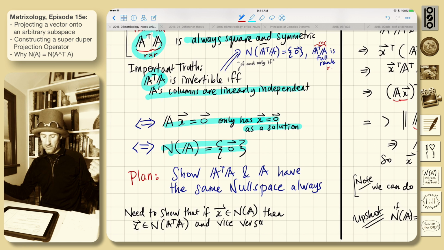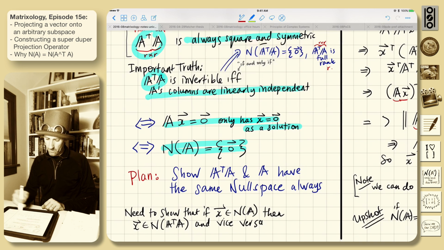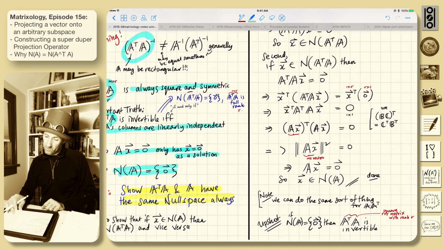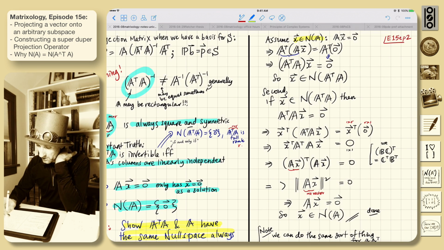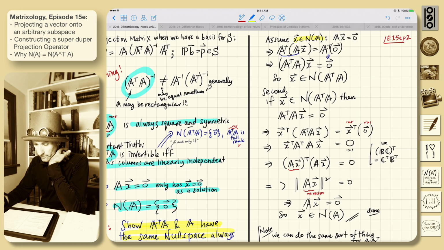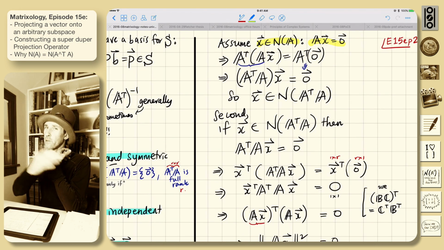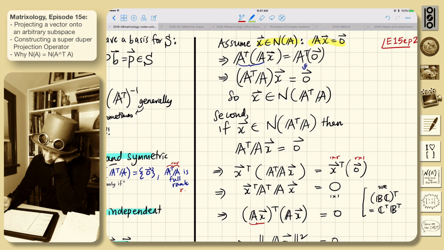So we need to show that if one has a null space of 0, in fact, we'll say something more general. The null spaces of these two things are the same. That's this plan here, right? So we're going to show that they have the same null space. So this is very nice. That's how this works, okay? So let's start with one. We'll assume that X is in the null space of A. So AX equals 0. And then we'll play around with that and show it's also in the null space of A transpose A.